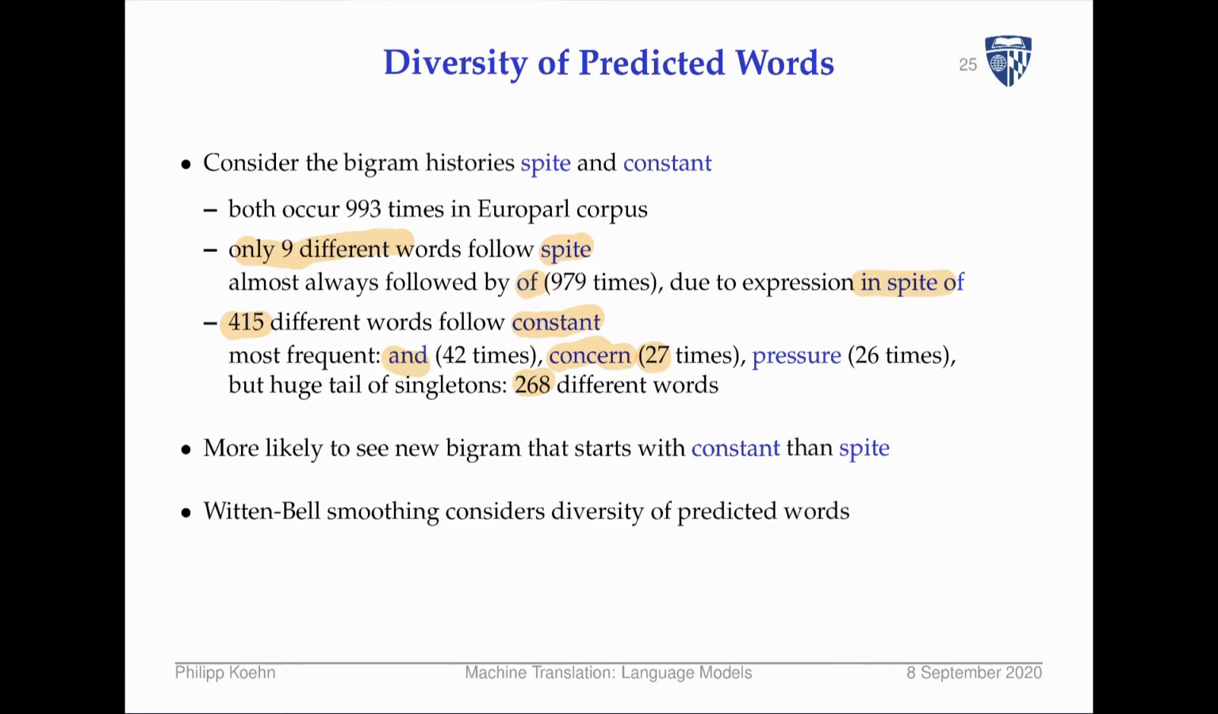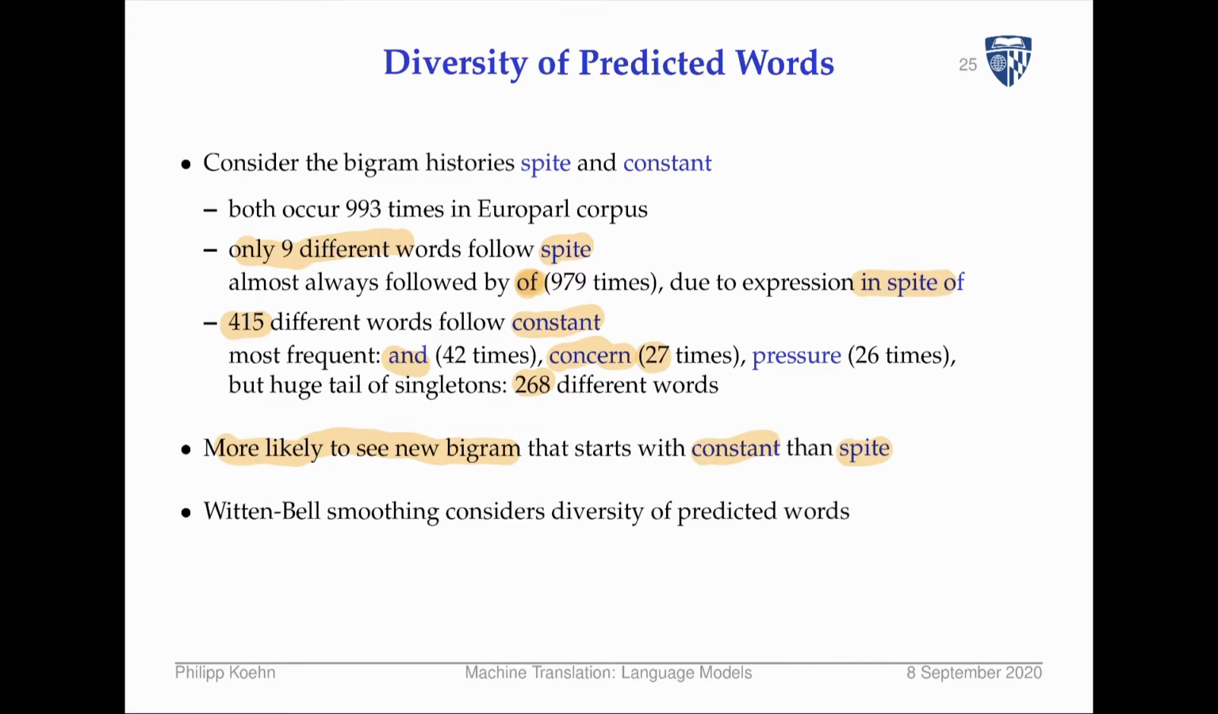So what does that mean for our back-off considerations? Since the word constant is followed by all kinds of words, we would more likely expect a new word following constant. While with spite, we're pretty much sure that the word of is going to follow and everything else is going to be weird. So we are more likely to see new bigrams that start with constant than with spite. When the word constant comes, there's a good likelihood that a new word follows it, while with spite, we're really going to expect the word of following it.